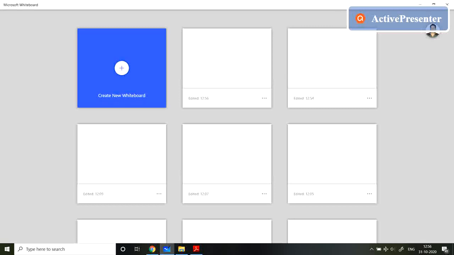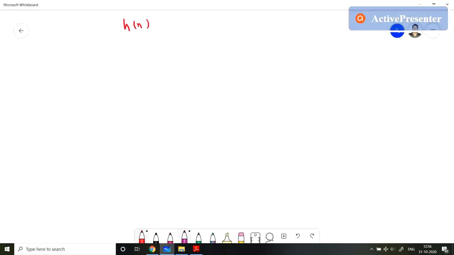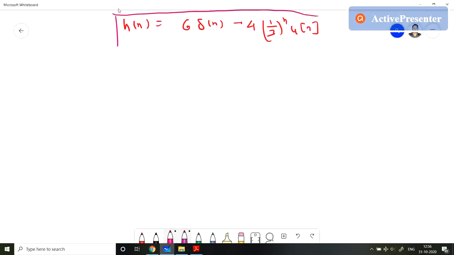If we find the inverse Z transform, then h(n) is equal to 6 delta(n) minus 4 times (1 by 3) raised to the power n u(n). This is the impulse response. So the impulse response h(n) is 6 delta(n) minus 4 (1 by 3) raised to the power n u(n).